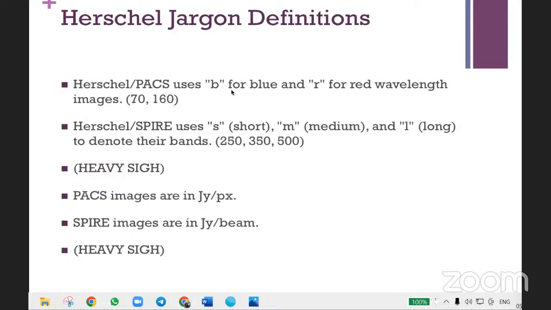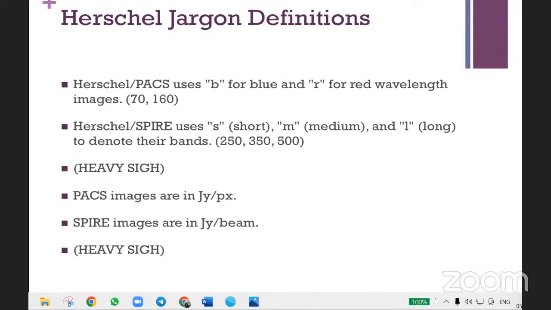For Herschel, yet more different jargon. Herschel PACS uses B for blue and R for red, and there's 70 and 160 microns for that instrument. Herschel SPIRE uses S for short, M for medium, and L for long, for 250, 350, and 500 microns. I am sorry, but that is what they use. PACS images are in janskys per pixel. SPIRE images are in janskys per beam. In both of those cases, we're going to have to do some funny stuff to the photometry that we measure in order to get out sensible numbers. Again, I'm sorry, but this is what we got.